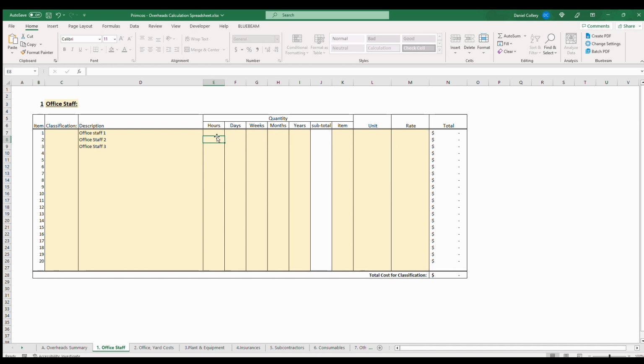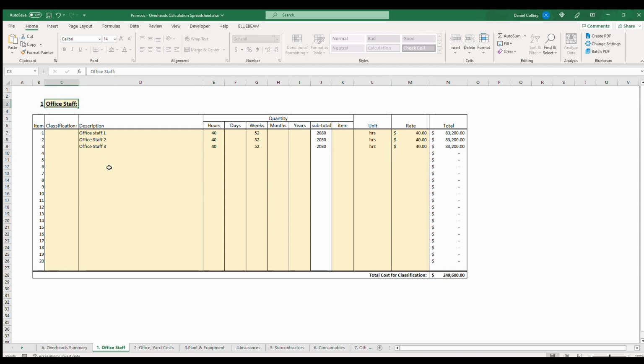amount. So with these office staff, we'll say a 40-hour week, 40 hours, 52 weeks. The unit is going to be hours, and for the purpose of this, we'll just say $40. Okay, so that's our office staff.